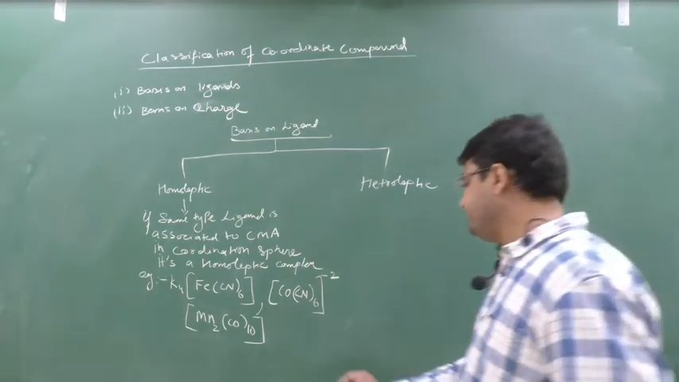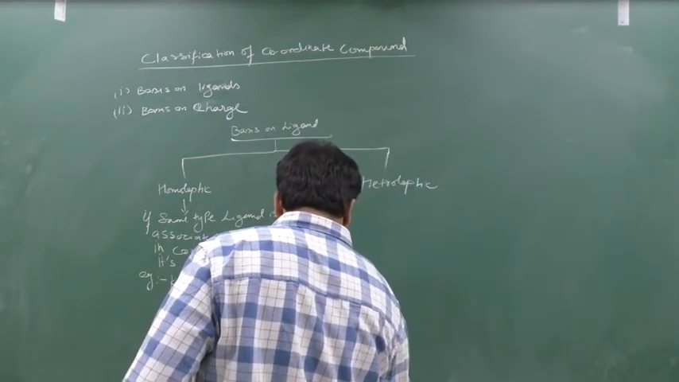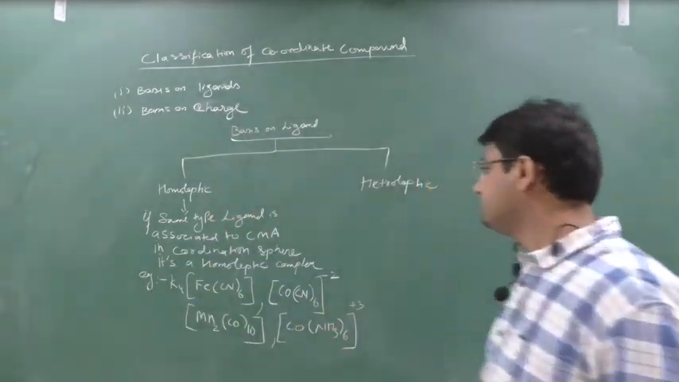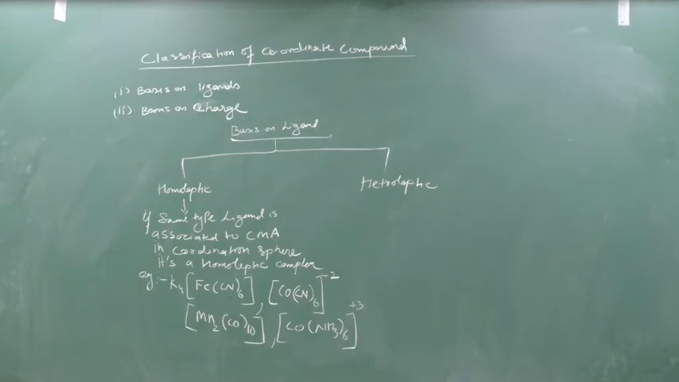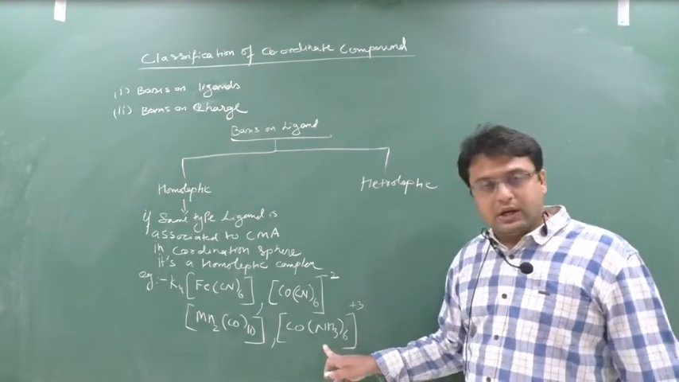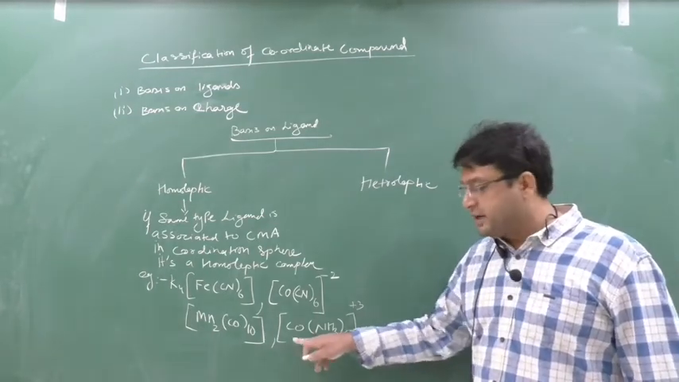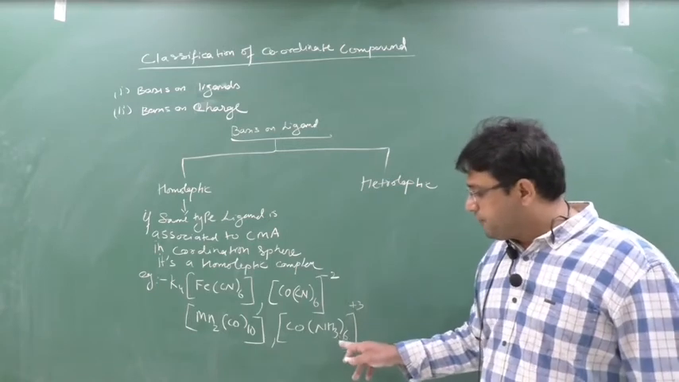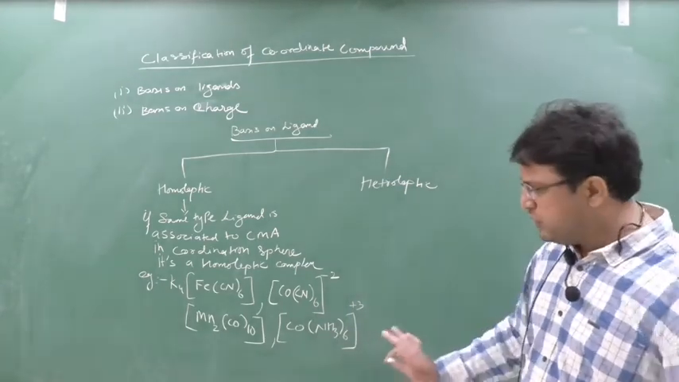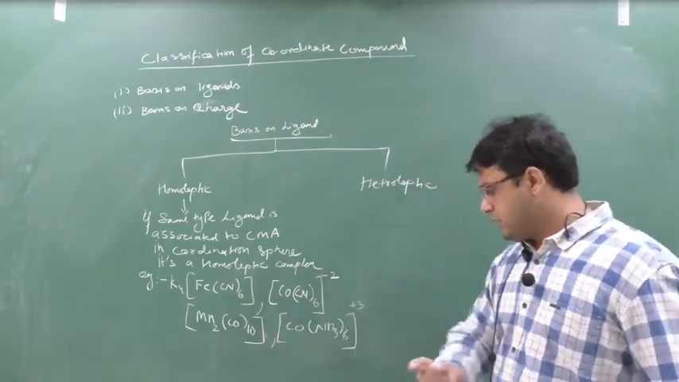One more example. Co(NH3)6 3+. See here, this example. Yes or no? This is one complex, one coordination sphere. This is one ligand, and this ligand is associated to the central metal atom. So the same type of ligand is associated. No different other type. If there is ammonia, only ammonia. Here only cyanide. Here also only cyanide. Carbonyl means only carbonyl. Ammonia means only ammonia.